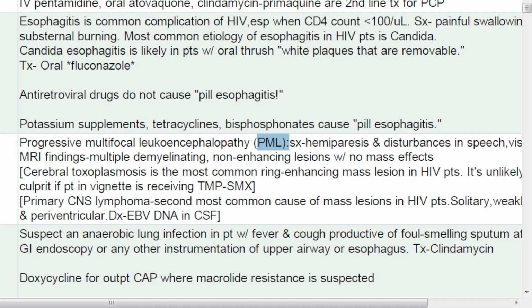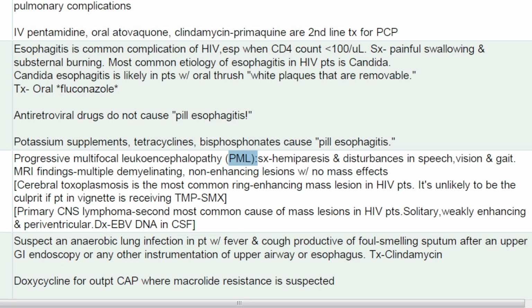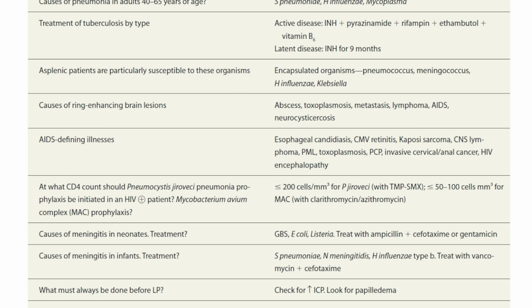PML is progressive multifocal leukoencephalopathy. It is a syndrome of hemiparesis and disturbance in speech, vision, and gait. The MRI findings show multiple demyelinating, non-enhancing lesions with no mass effect. Remember, this is one of the AIDS-defining illnesses.